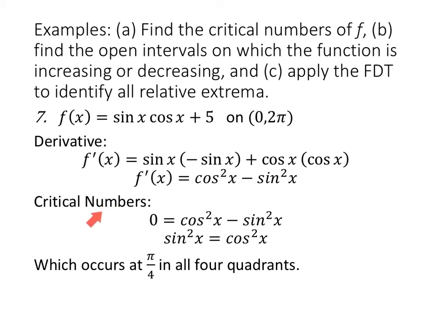My only critical numbers will be where the derivative is equal to 0. Uh-oh, I know, you're freaking out, right? We have to do some trig. You can handle this one. If 0 equals cosine squared x minus sine squared x, I'm going to add sine squared to both sides. And where are sine and cosine equal? They're equal at pi over 4. But because it's squared, we don't even have to worry about the positive or negative signs. It's actually pi over 4 in all 4 quadrants where these two are equal.